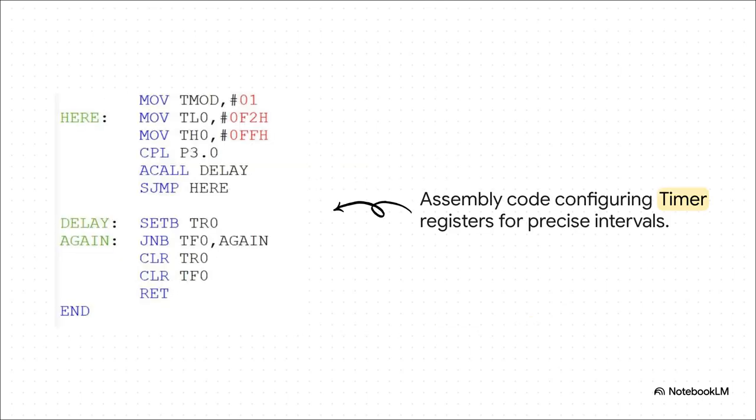So how does that math look in the code? Well, first, we configure the timer mode register, or TMOD, setting it up for our required operation. Then, relying heavily on that machine cycle math we just did, we load very specific hex values directly into the timer high and timer low registers, TH0 and TL0.